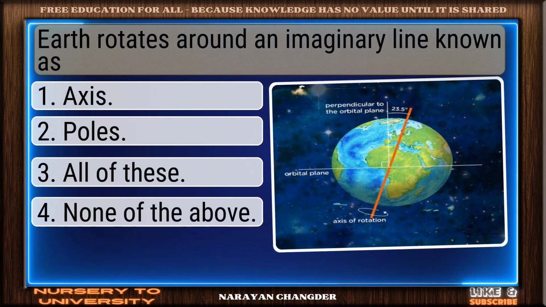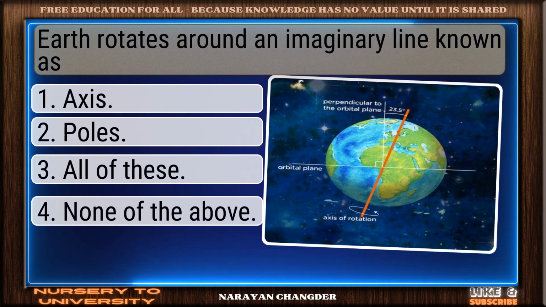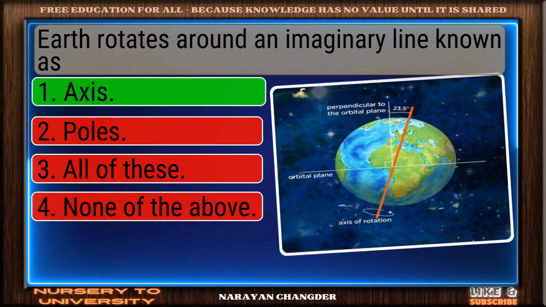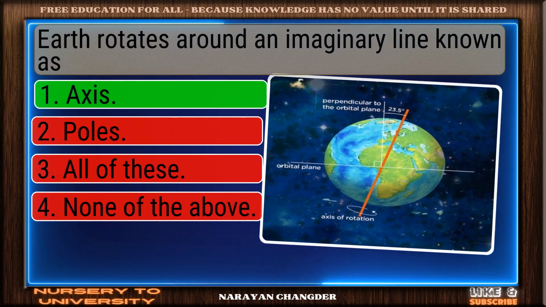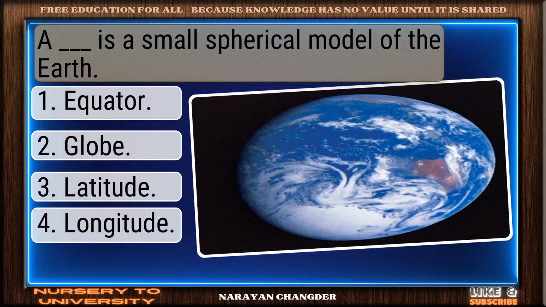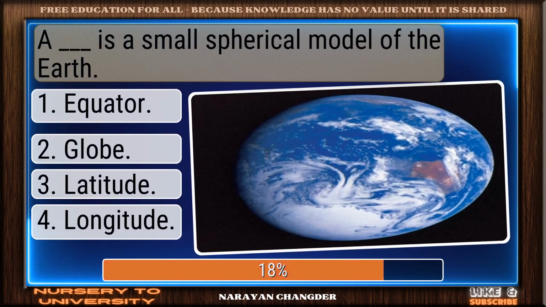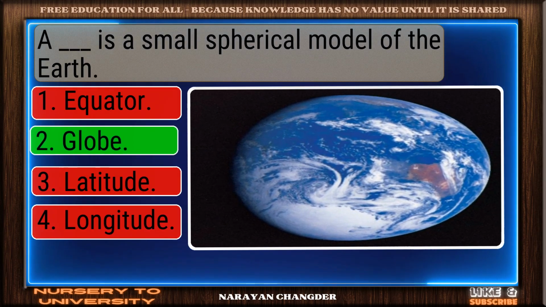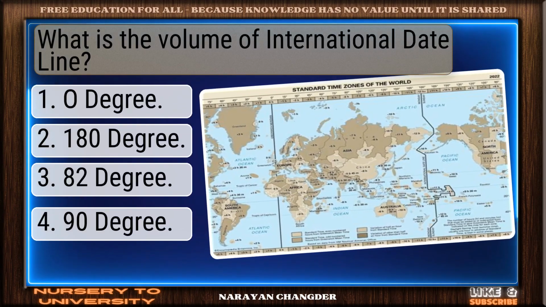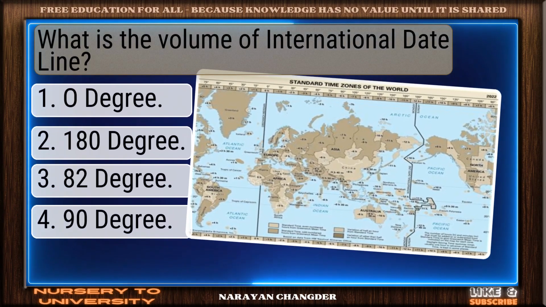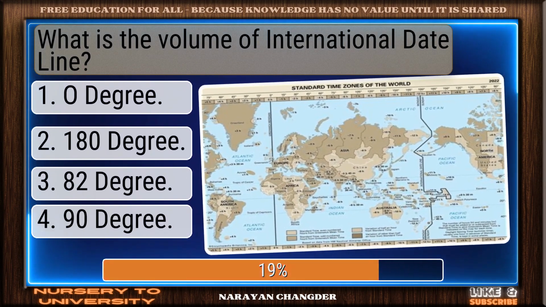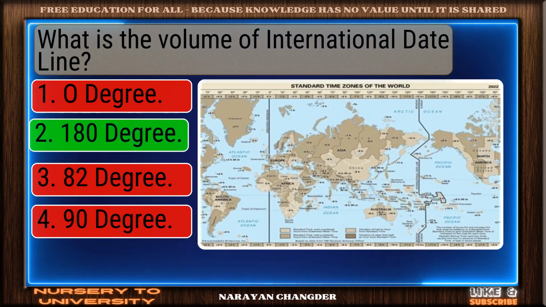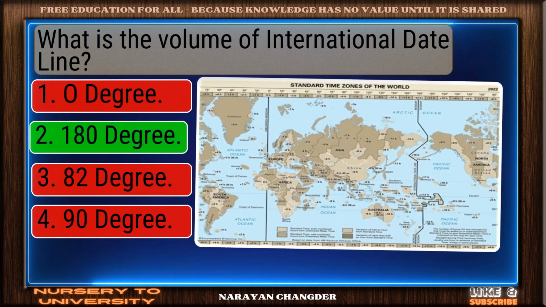Earth rotates around an imaginary line known as... Smart move. Axis is an accurate answer. A dash is a small spherical model of the Earth. Right choice. Globe is the best answer. What is the value of the international dateline? Clear logic. Your choice 180 degrees is sound and 100% true.